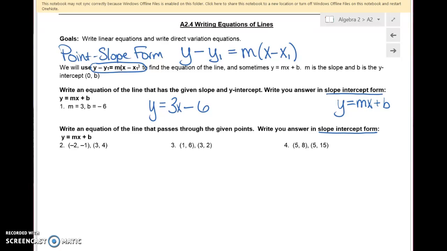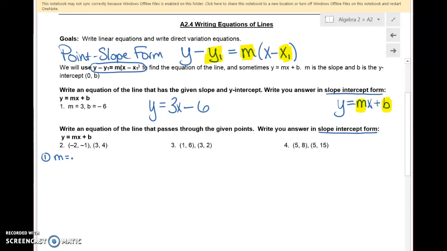In slope-intercept form, we plug numbers into the m and the b. In point-slope form, we plug numbers into y1, m, and x1. Point-slope form is called point-slope form because it uses a point, x1, y1, and the slope, m. So we have to have the slope in order to do anything. So in this example, our first step is to find the slope.